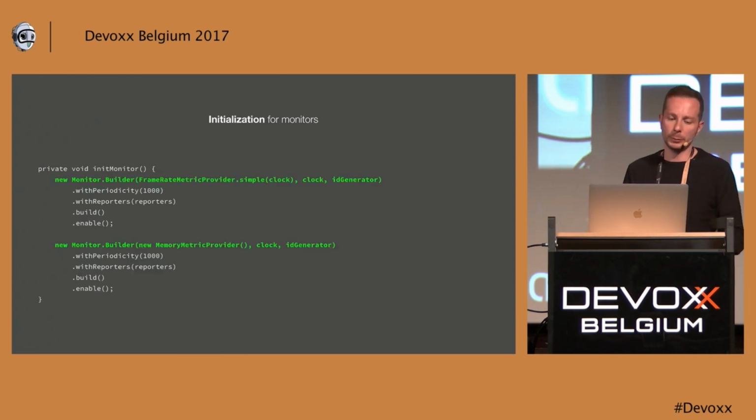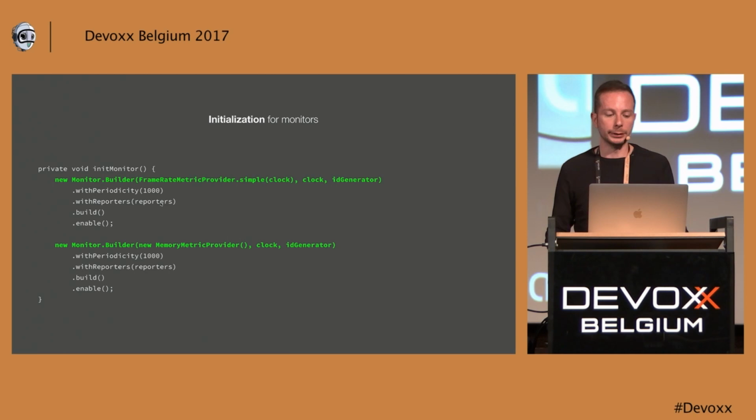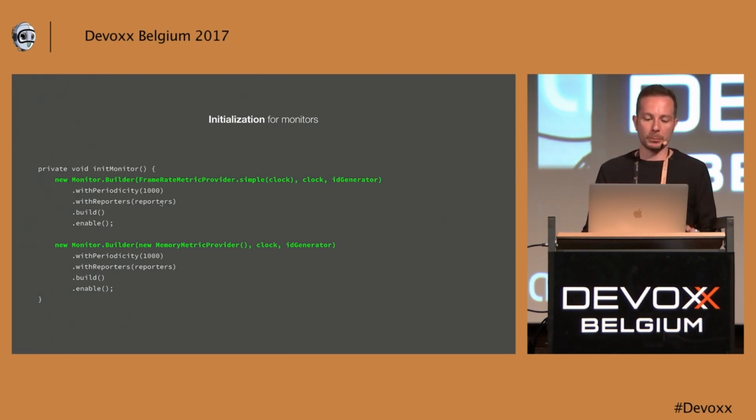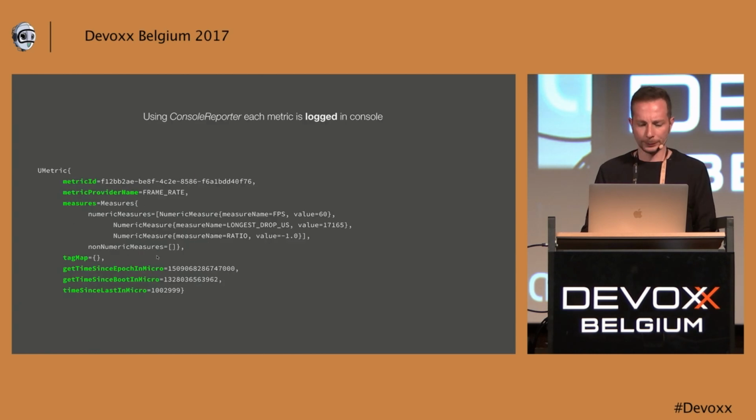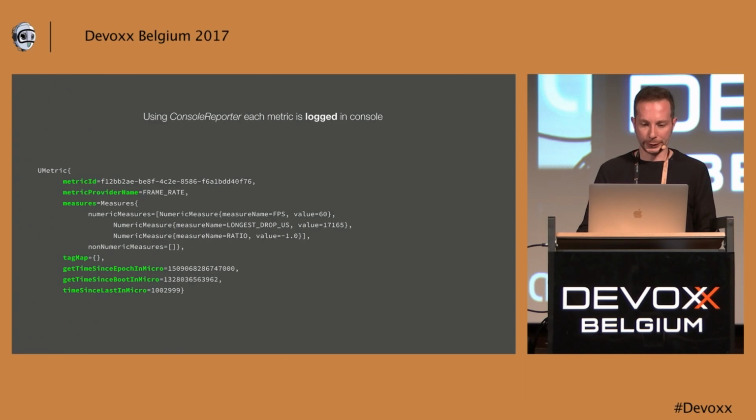What's the initialization for the monitors? This is it, basically. Just 5 lines, and in the first case, we are creating a frame rate metric provider, and then we're saying we want to repeat this every second, and we are passing some reporter interfaces. And the same for the other metric provider. We can collect this every second again. As you see here, there is also an enable, and there is also a disable method, and you can expect again that the backend is able to turn on and off this kind of tracing.